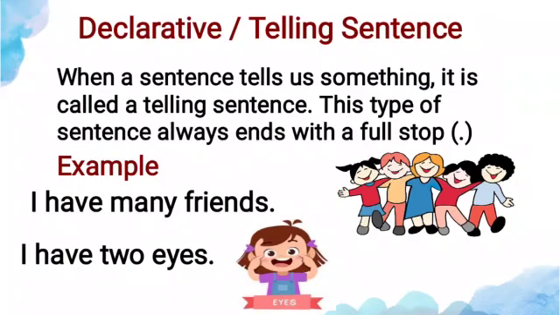And children, please note that this type of sentence always ends with a full stop. When there is a telling sentence, there should be a full stop at the end. For example, I have many friends. So this sentence is telling us how many friends I have. So it is a telling sentence, and we'll put a full stop at the end. Number 2, I have 2 eyes. Again, it is telling us the number of eyes which I have. So this is also considered a telling sentence, and there is a full stop at the end.